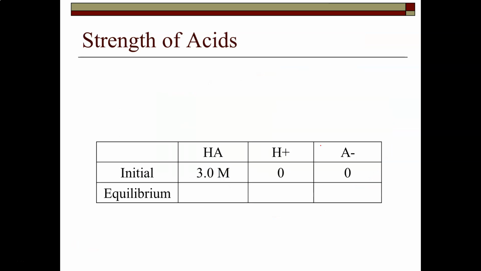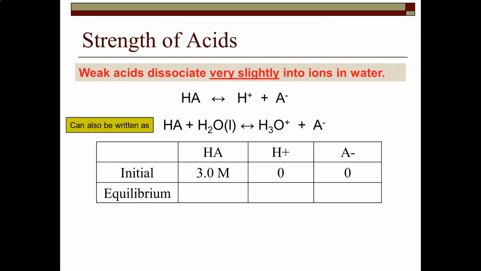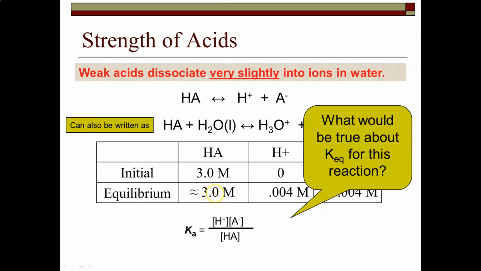So let's take a look at what our table would look like for this. Weak acids dissociate very slightly, like I already mentioned. So here are your two equations. Notice, again, they're exactly like before, except we have an equilibrium sign now. Initial concentration of HA, 3 molar, 0 and 0 for H plus and A minus. Then at equilibrium, about 3 molar. No, it's a little less than 3 molar. Then I have 0.004, 0.004.